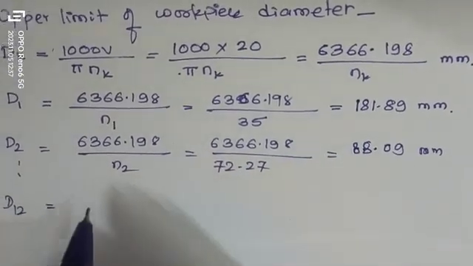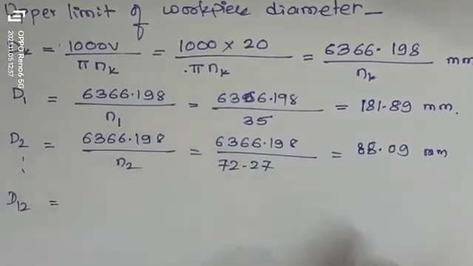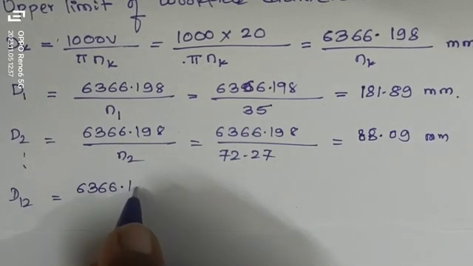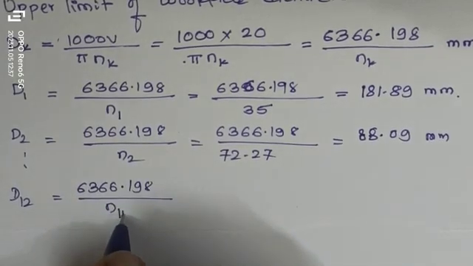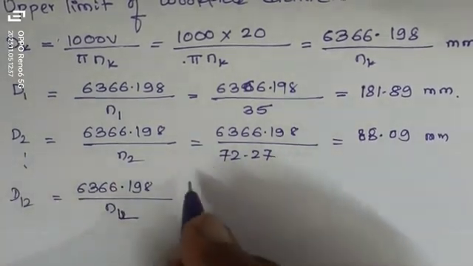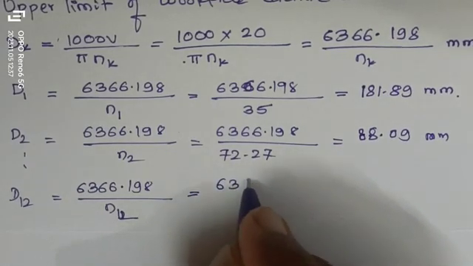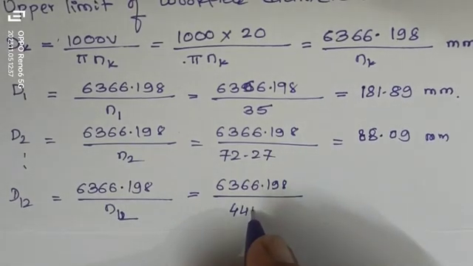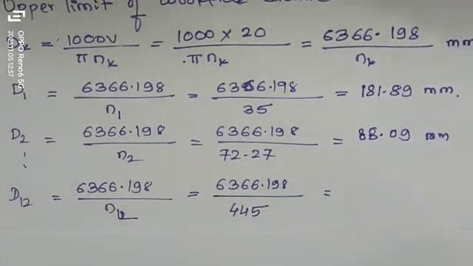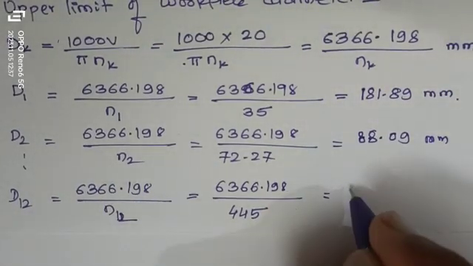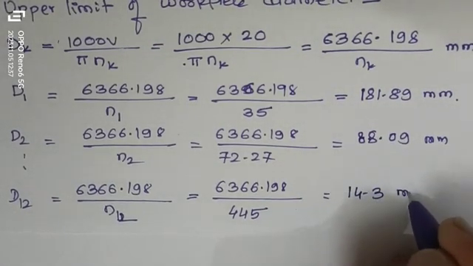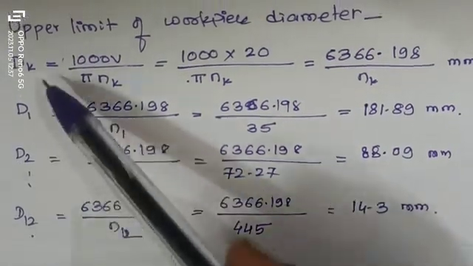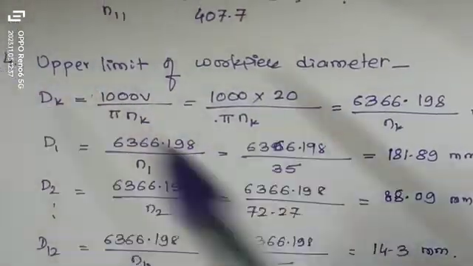Similarly for D12, I could write that 6366.198 divided by N12. N12 is 445. So the upper limit of workpiece diameter of that D12 will be 14.3 mm. So you have calculated D1, D2, D3 up to D12, that is, the upper limit of the workpiece diameter, of step 4.